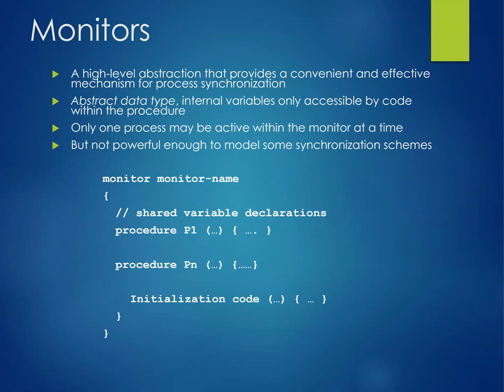Now we come to monitors. A monitor is a high-level abstraction that provides a convenient and effective mechanism for process synchronization. It's an abstract data type, and internal variables are only accessed by code within the procedure. Only one process may be active within the monitor at a time. Usually this is done via programming languages. But it's not powerful enough to model some synchronization schemes.